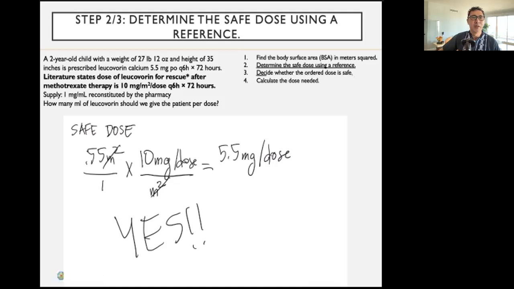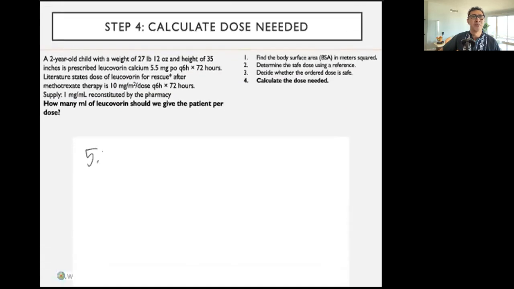I have my safe dose. I'm ready to go. Now, the next question is, how much are you going to give my patient? I don't know. Let's find out. Let's calculate it. Calculate the dose.